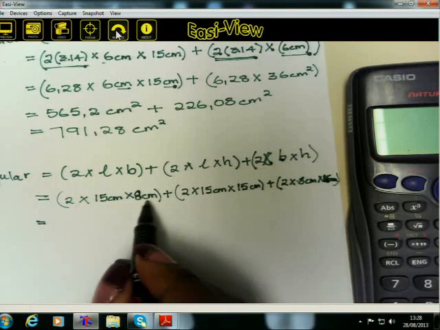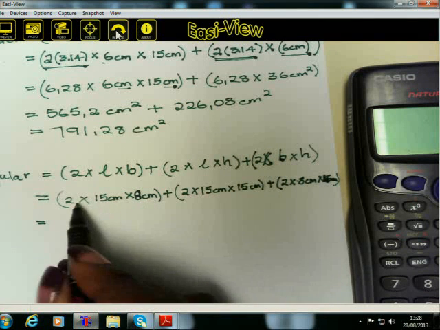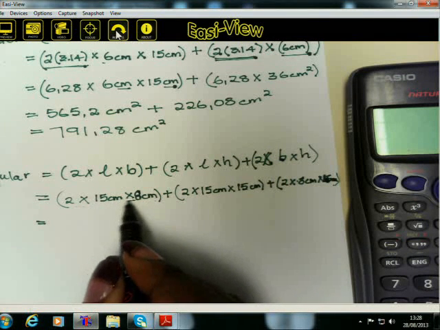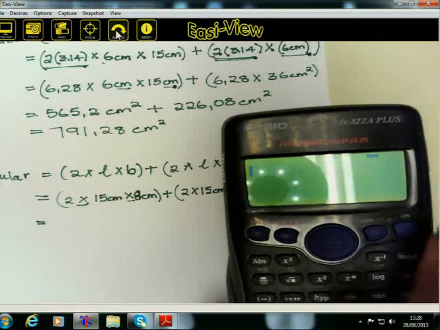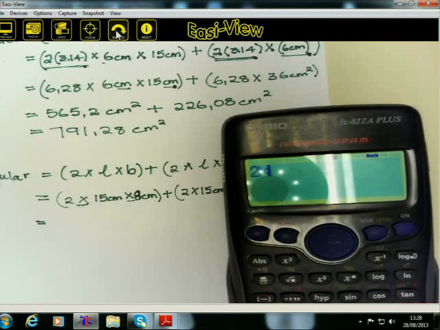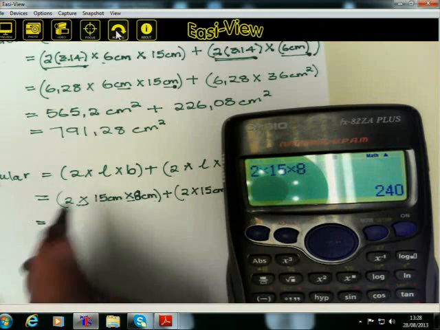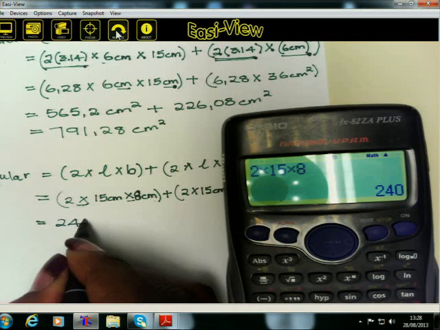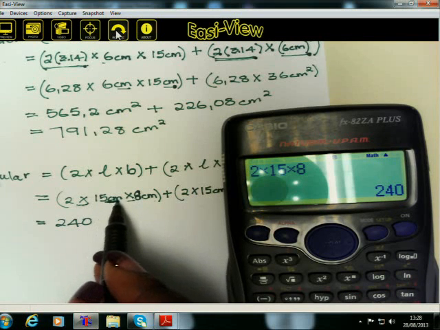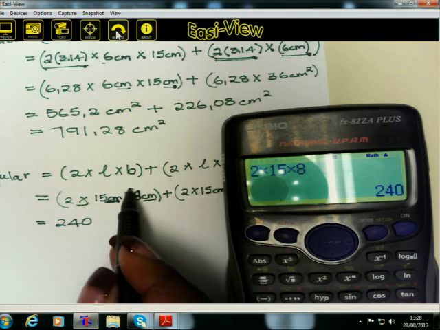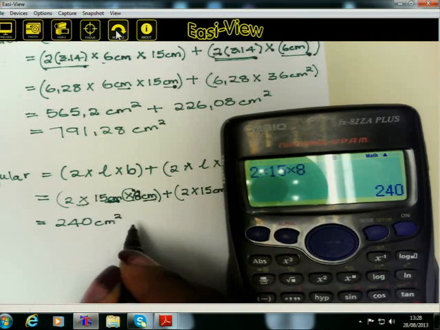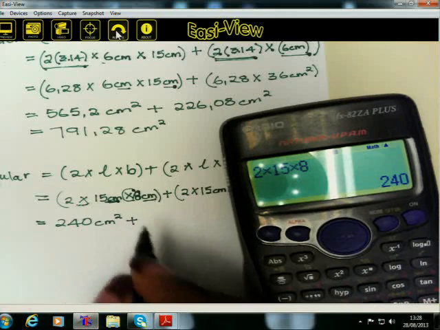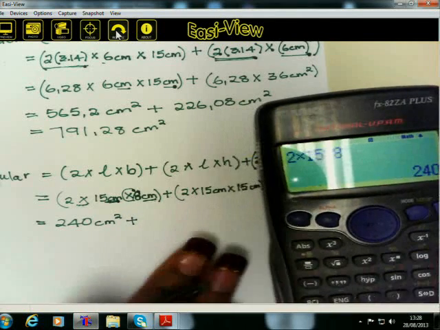Now we can multiply everything that we have inside that bracket. As you can see, everything in there is multiplication, so we are allowed to calculate everything inside the bracket. So we will multiply 2 multiplied by 15 multiplied by 8, and that will give us 240. But we must also remember we have centimeters and centimeters, so we need to multiply them, and they will give us square centimeters. This is basic knowledge that you learn from grade 9 or even the lower grades, I'm sure.